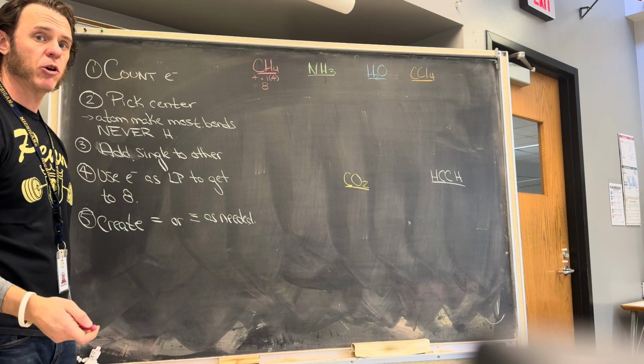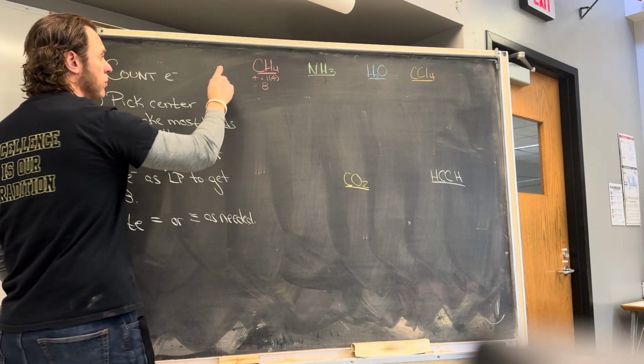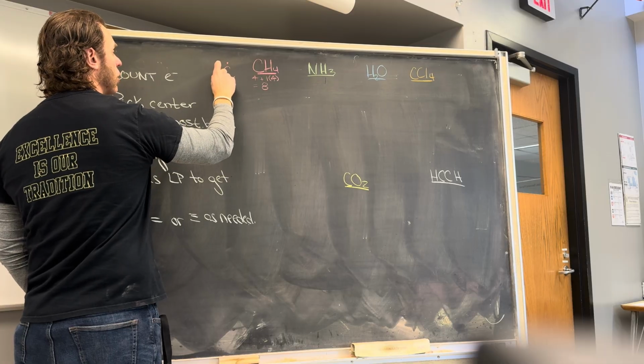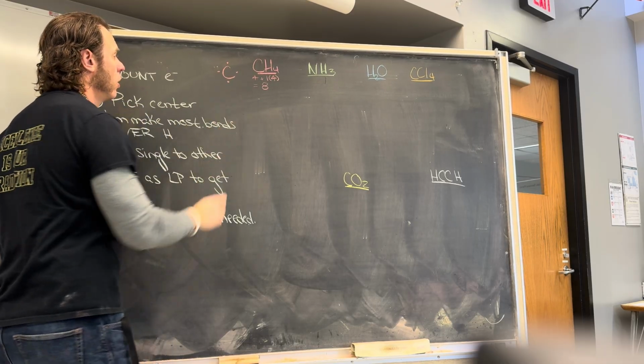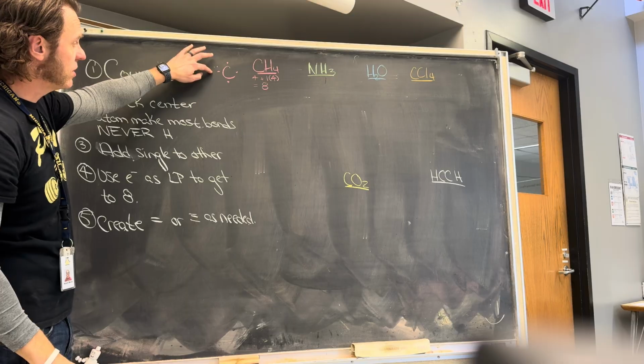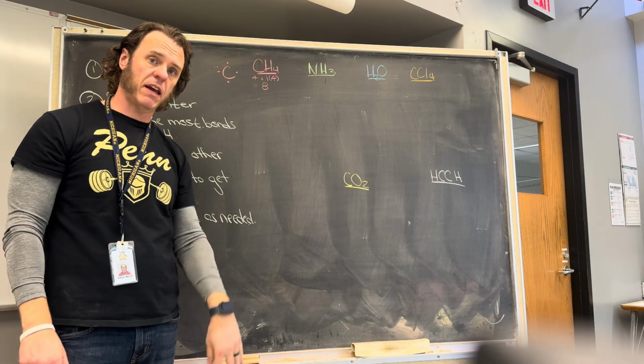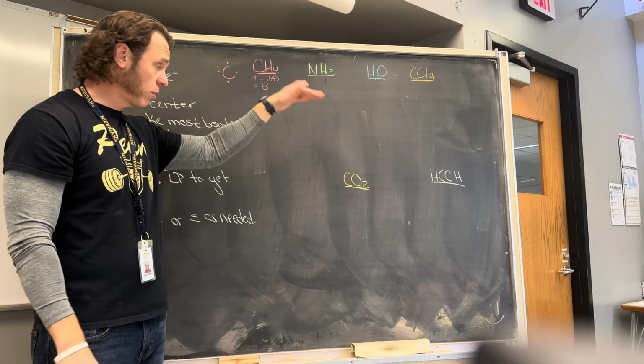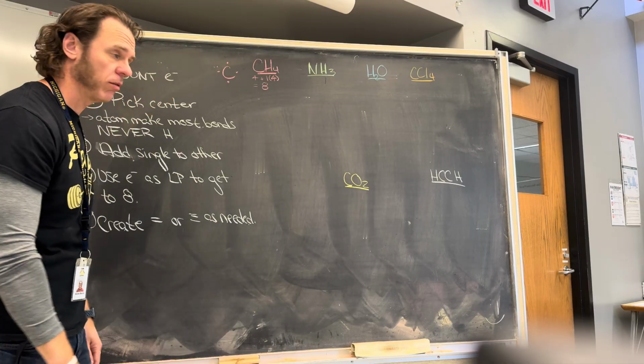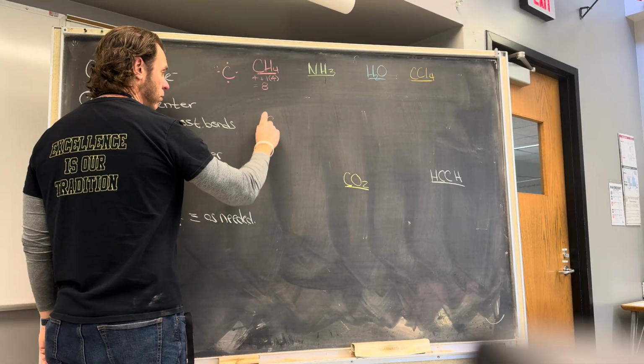Mr. Beck, how do I know which one makes the most bonds? This is the dot structure of carbon. You can see there's a single electron on 4 sides. That means carbon can make 4 bonds. You'll see where we're going with other atoms as we move along. So carbon goes in the middle. Boom.